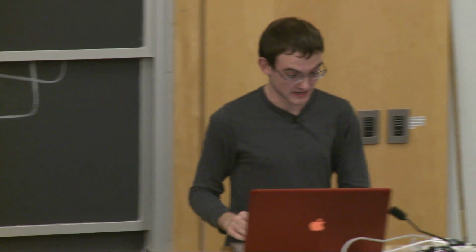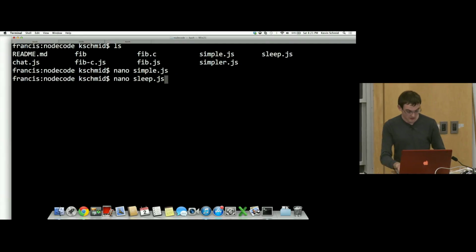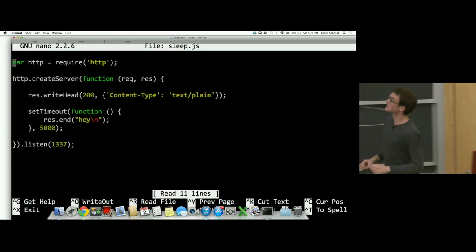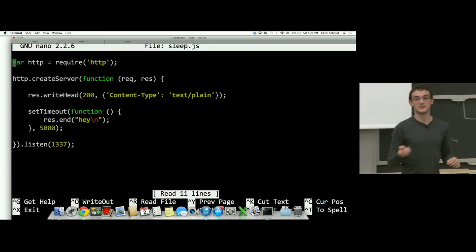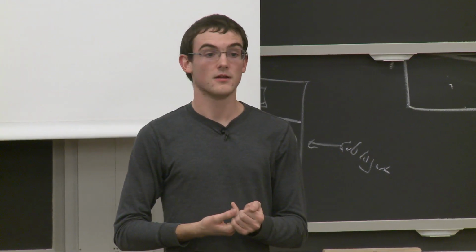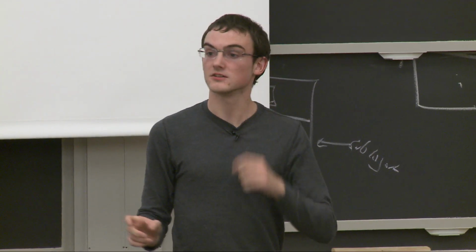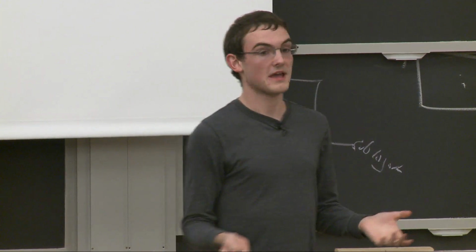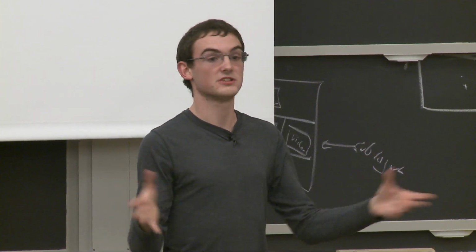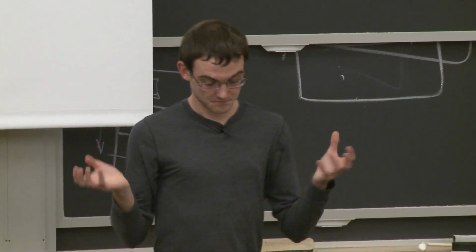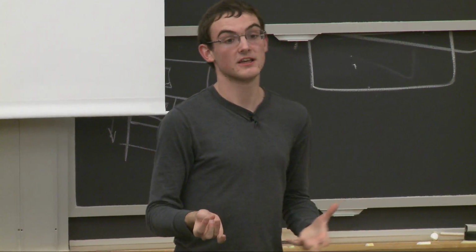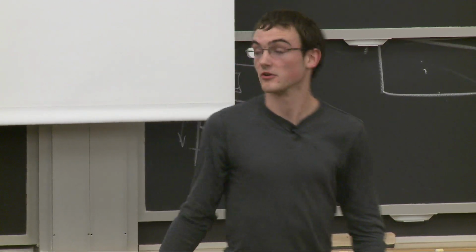OK, so that was simple.js. So let's look at one more, or a couple more. So this is sleep.js. Is anybody familiar with the C function sleep from maybe one of the earlier lectures? Basically, you can pass in a number of seconds, or if you're using usleep, a number of milliseconds or nanoseconds. And basically, the program will just stop running for that amount of time, right? And then it will wake up eventually, and then it'll just continue running the program.